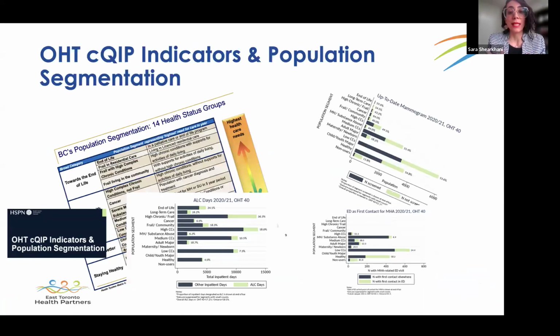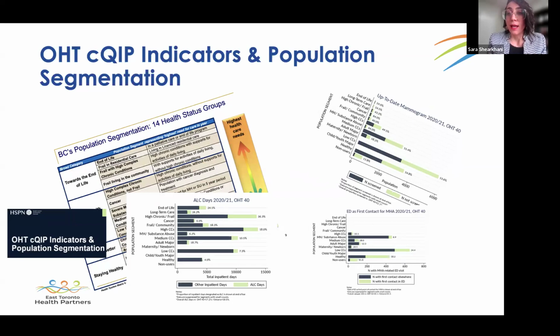So again, I think it was early in 2022 that HSPN sent a data package focused on CQIP, the collaborative quality improvement indicators that Walter just talked about, using population segmentation. The three CQIP indicators they focused on, as Walter mentioned, were ALC days, emergency department presentation for mental health and addiction, and also three cancer screening rates.